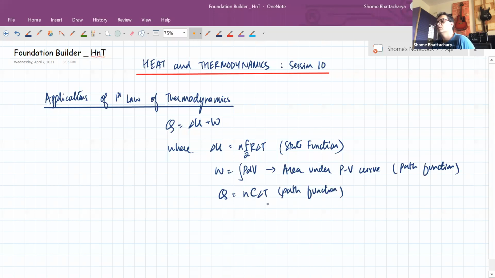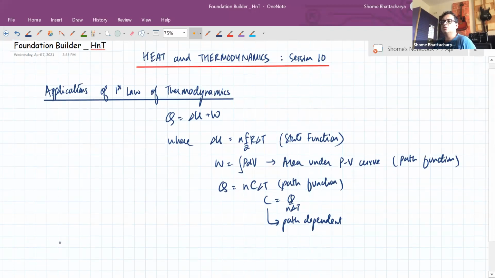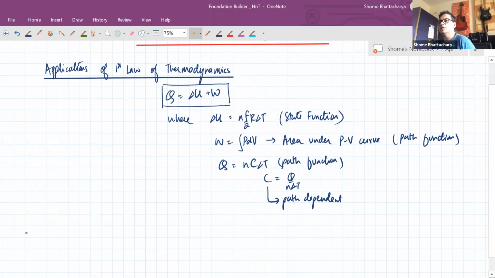So the value of C is path dependent. It is the molar specific heat capacity for that particular process. So when we apply this principle to the four types of standard processes that we have seen, this is what we come up to.